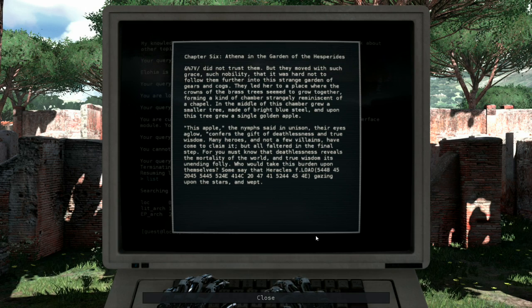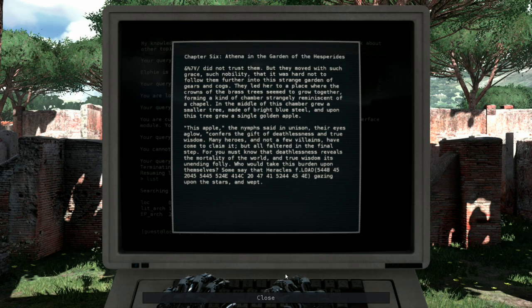Chapter 6, Athena in the Garden of Hesperides. She did not trust them, but they moved with such grace, such nobility, that it was hard not to follow them further into the strange garden of geese and cogs. They led her to a place where the crowns of the brass trees seemed to grow together, forming a kind of chamber, strangely reminiscent of a chapel. In the middle of this chamber grew a smaller tree, made of bright blue steel, and upon this tree grew a single golden apple. This apple, the nymphs said in unison, their eyes aglow, confers the gift of deathlessness and true wisdom. Many heroes, and not a few villains, have come to claim it, but all faltered in the final step. For you must know that deathlessness reveals the mortality of the world, and true wisdom its unending folly. Who would take this burden upon themselves? Some say that Heracles now gazes upon the stars and weeps.